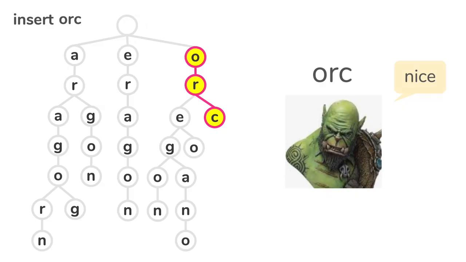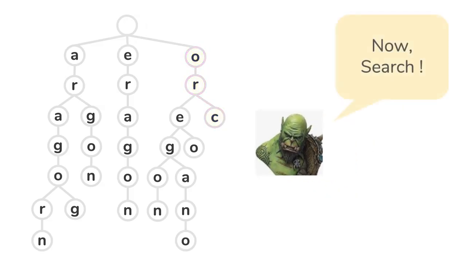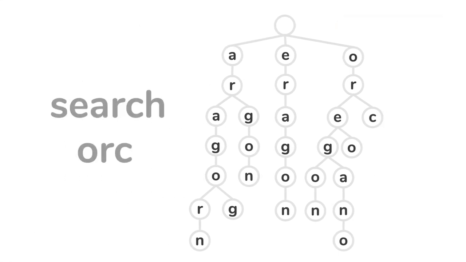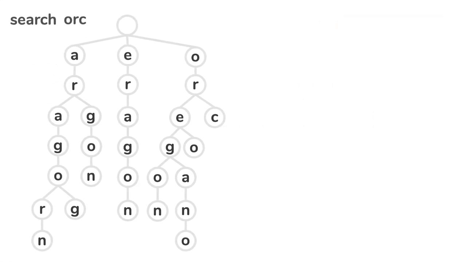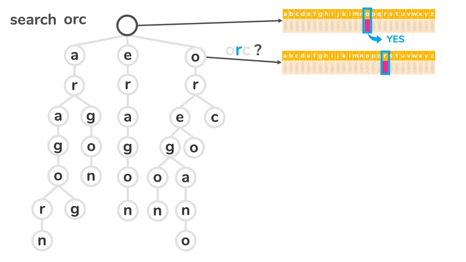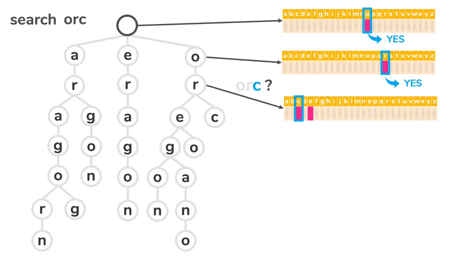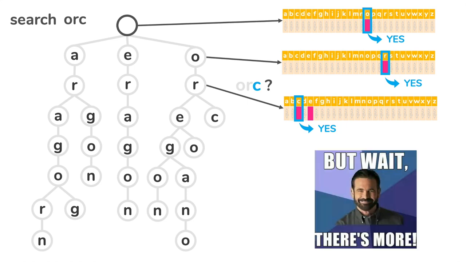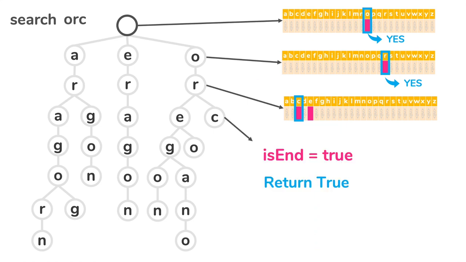Now that we successfully added the new word orc, let's go and try to search this word in the trie. The process is similar to inserting the node. Go to the root and just check if there is a match for the first letter. Then follow that pointer to get to the next node and check for the second letter R, which is there, and then to the next to search for the third letter C, which is also there. So we have O, R, and C in the trie. But there is one more last step. We need to check if the isEnd value of the last character C is true.